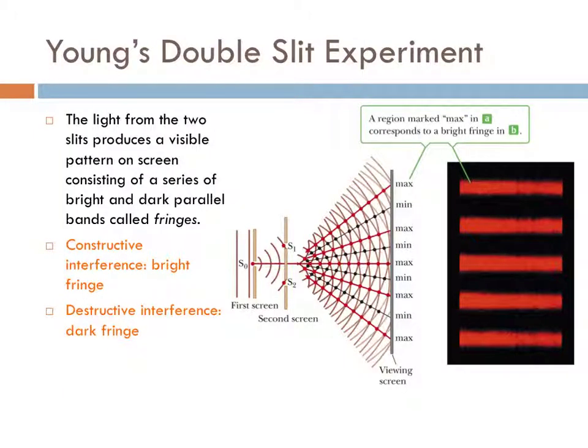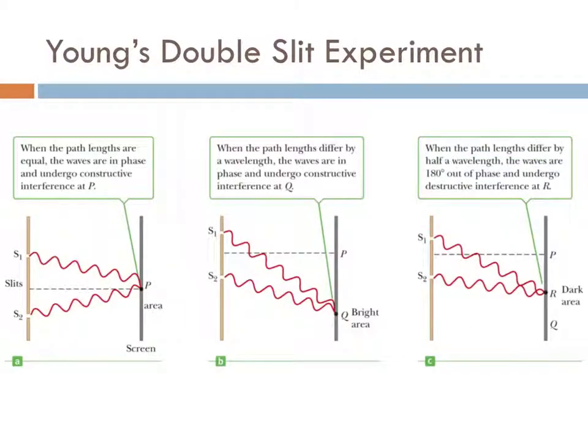Now, Young's double-slit experiment had all of this, and the light from the two slits produced a visible pattern on a screen consisting of a series of bright and dark parallel bands that we're going to call fringes. Now, these bright bands are referring to constructive interference, and the dark fringes, or the dark bands, are referring to destructive interference.